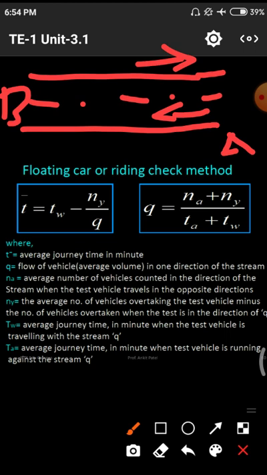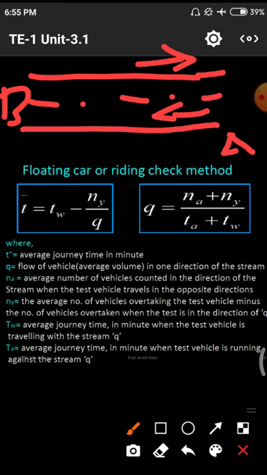In the second round, we have NY and NA. NA is the number of vehicles going in the opposite direction. NY is the number of vehicles passing while we are traveling in a particular stream. That means the vehicles coming in the same direction, the total number of vehicles passing with us, and the number of vehicles overtaking. Those are NY.